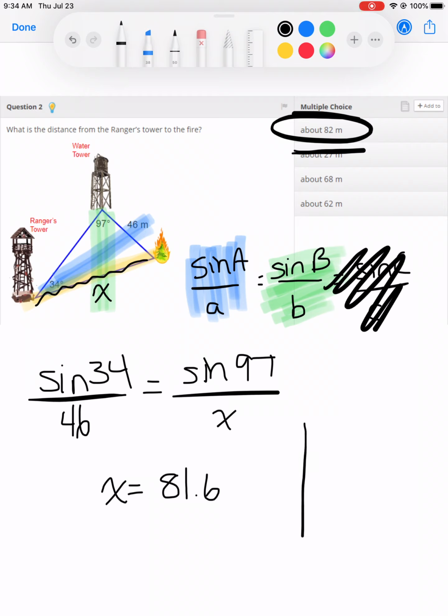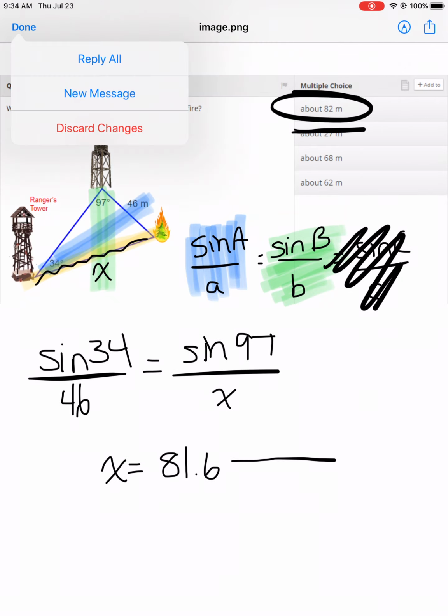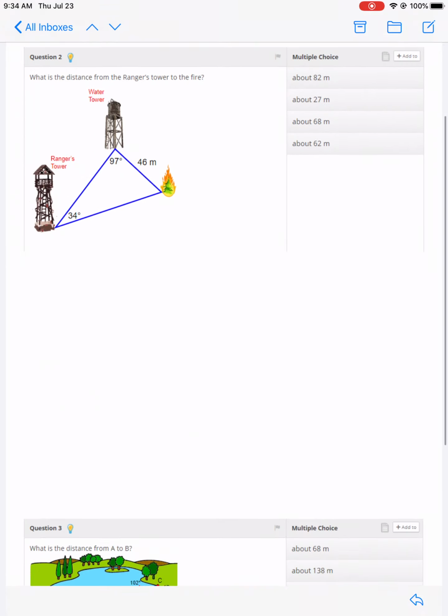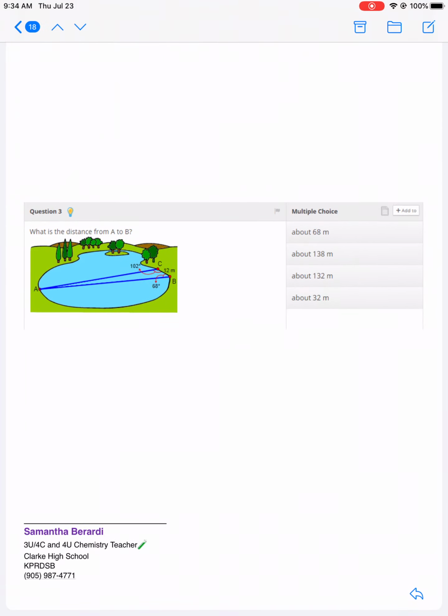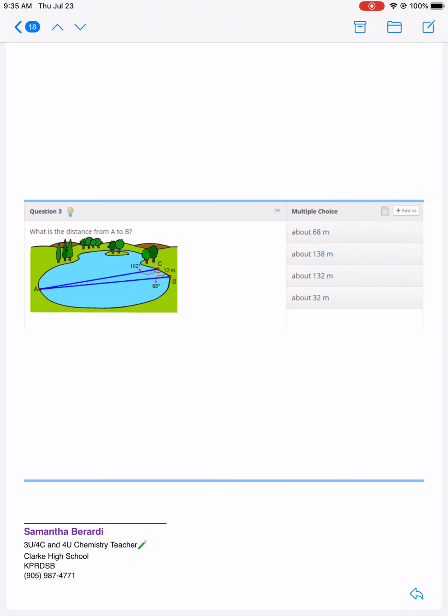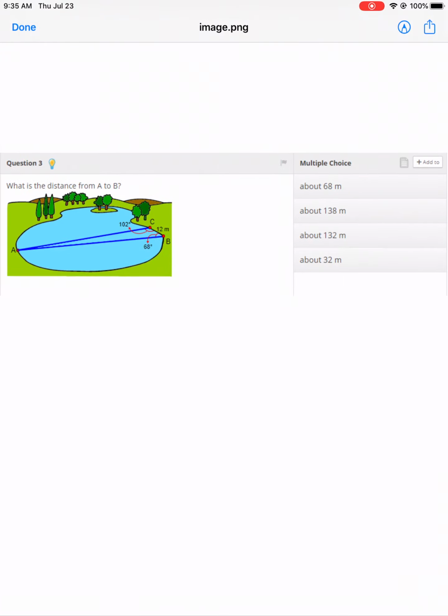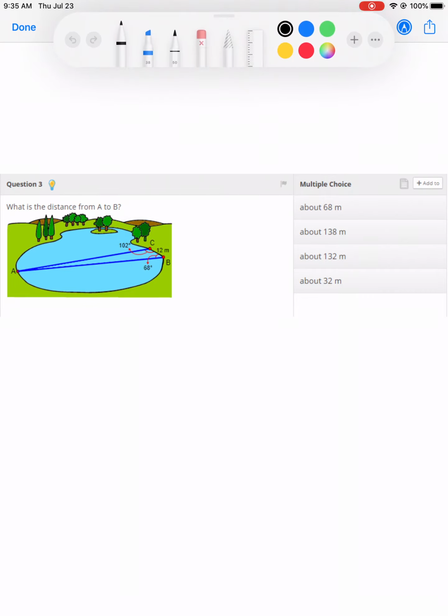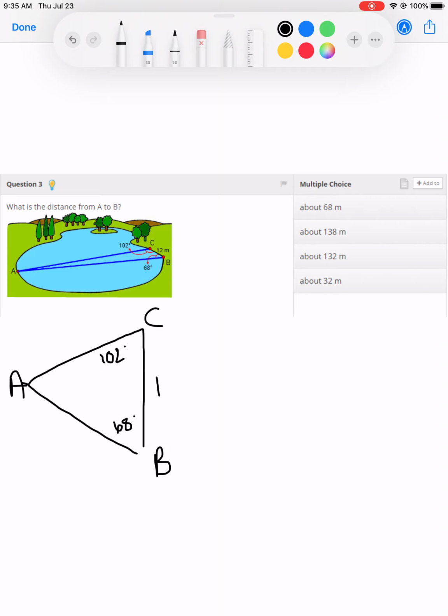I'm going to do the other one as well. Like I said, what I recommend is you trying it and seeing if you can get it yourself. This one, the triangle's really small. If you want to redraw it, go for it. Obviously, that wouldn't do you any harm. I'm just going to make it a little bit bigger. So we have A, I have C, I have B, I've got 102, I've got 68, I've got 12. Obviously this isn't in ratio, but yeah.